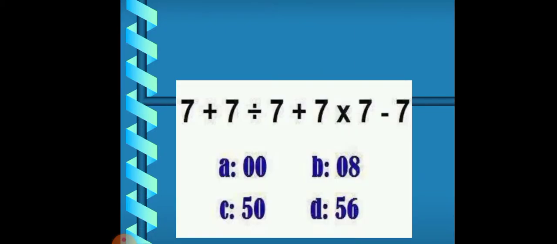Here you can see a numerical expression with different operators between the digits: 7 plus 7 divided by 7 plus 7 multiplied by 7 minus 7. According to the application of DMAS, you first have to go for the division, so you need to do the part where you have the division sign.